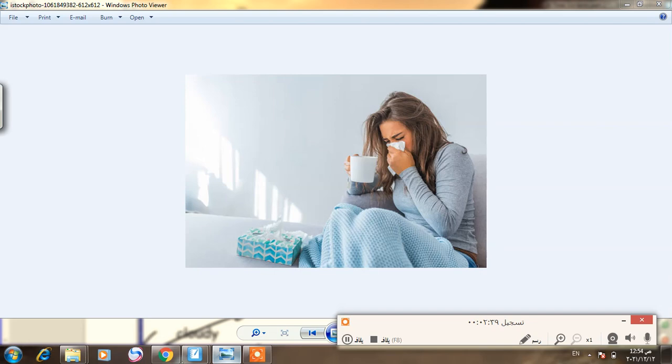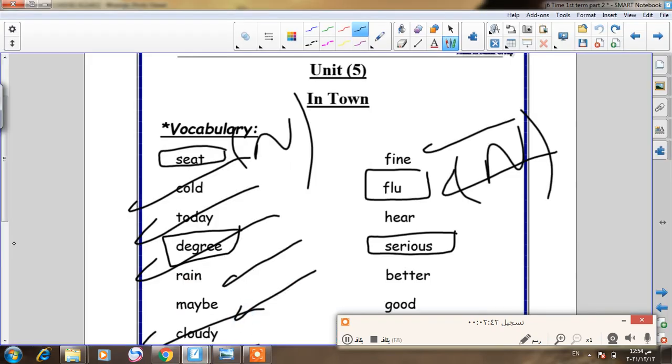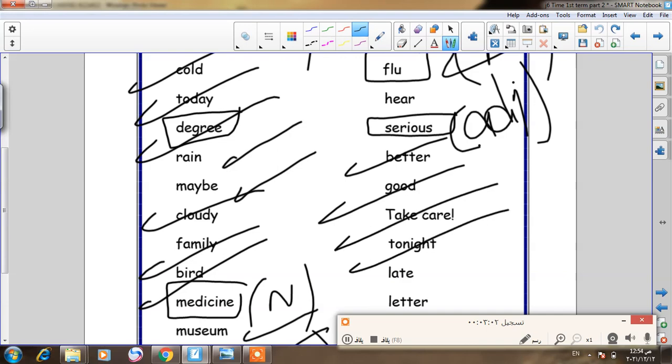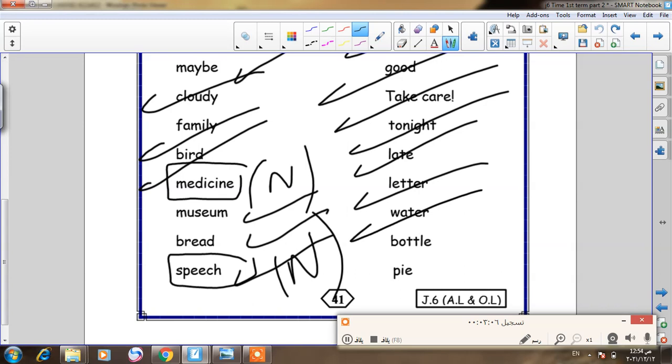And then after this, what do we have? We have here serious. Serious is an adjective. What does it mean when I say that my sister is very sick and it's serious? It means that she has to see a doctor, she has to go to the hospital. So the word serious equals the word dangerous. And then better, good, take care, tonight, late, letter, water, bottle, pie, like the apple pie and the lemon pie and so on.